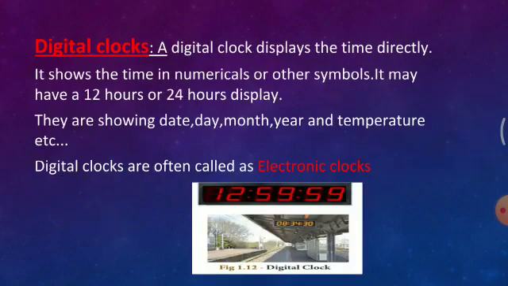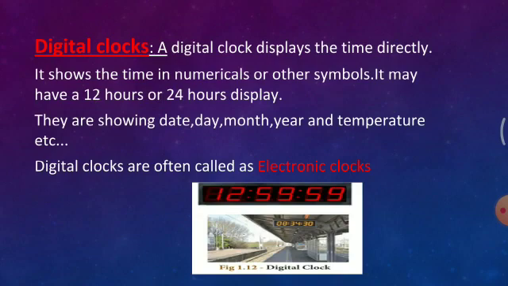Digital clocks. A digital clock displays the time directly. If it is an analog clock, we have to work out the time based on the hands of the clock. But in a digital clock, we can directly see the time. It shows the time in the form of numerals or other symbols. Sometimes it has a 12-hour display or sometimes a 24-hour display.